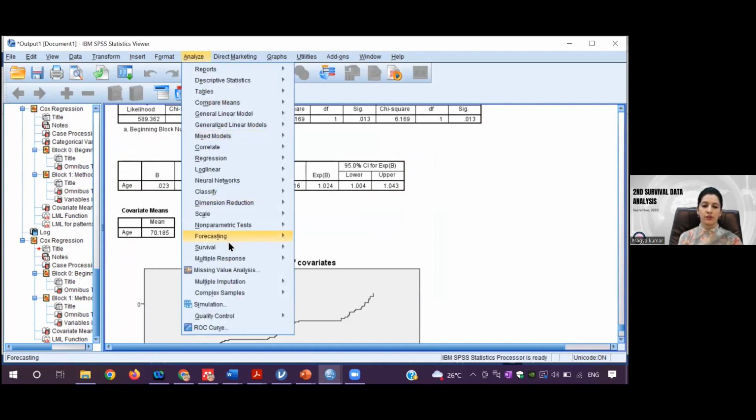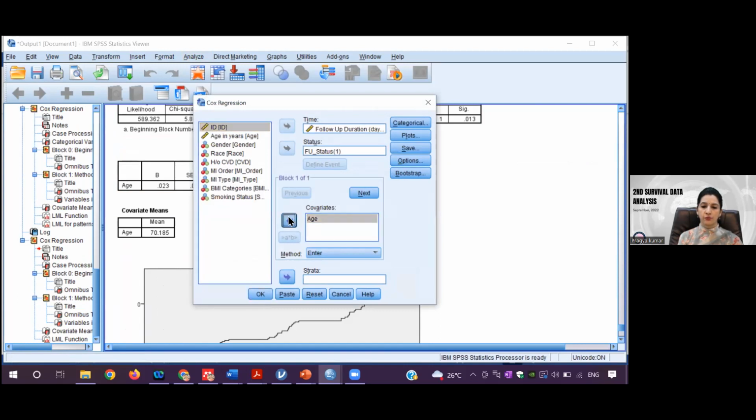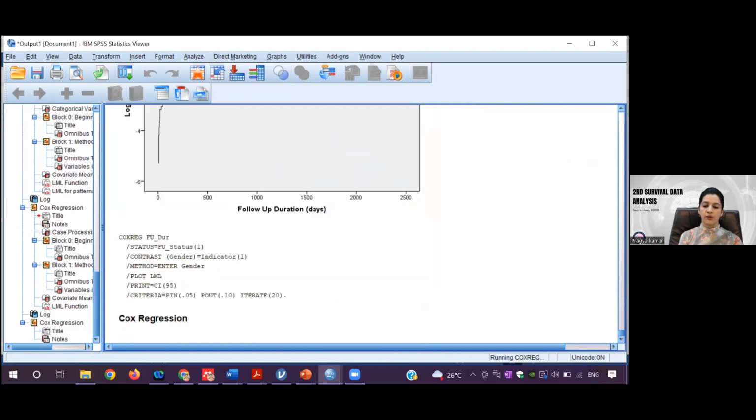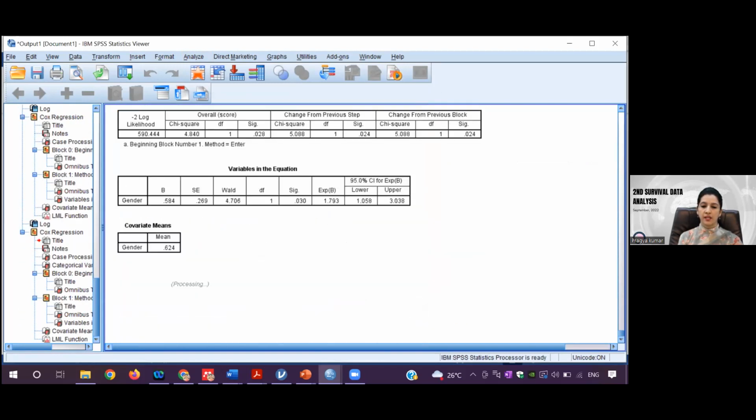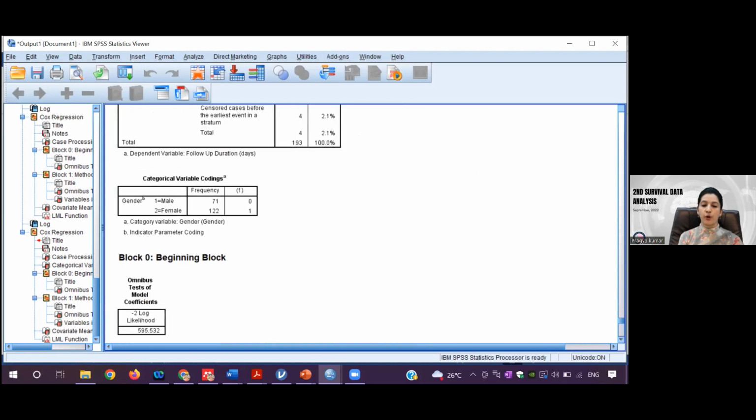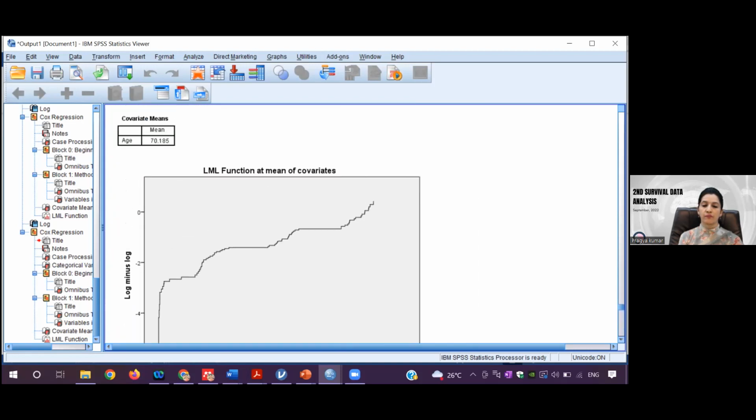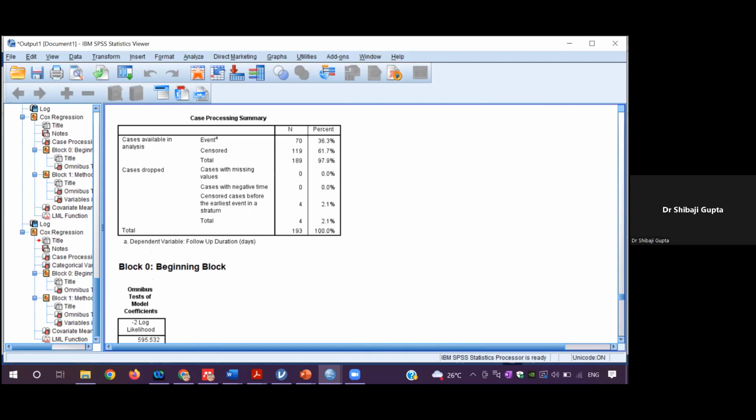Again, go to survival, Cox, you move this, put gender, again OK. See the value of gender. The value of gender unadjusted is 1.79. And if you see the adjusted one, it is 2.2.